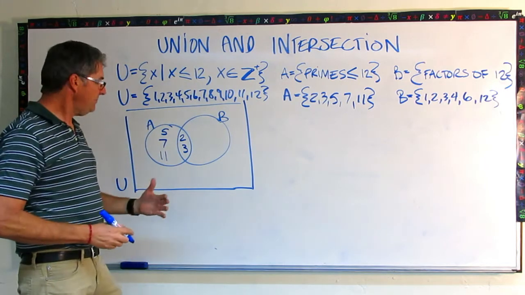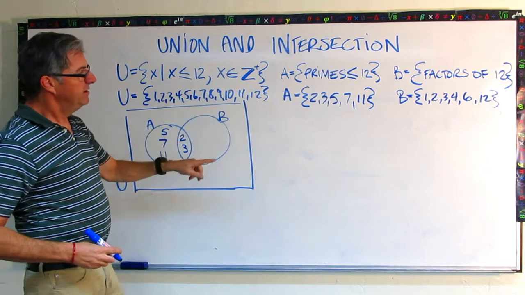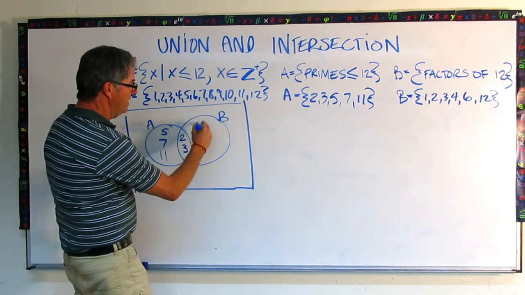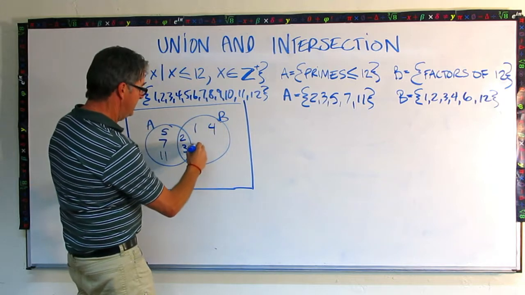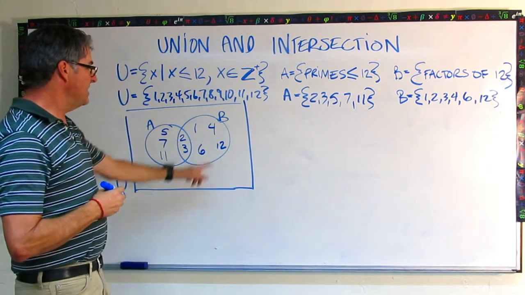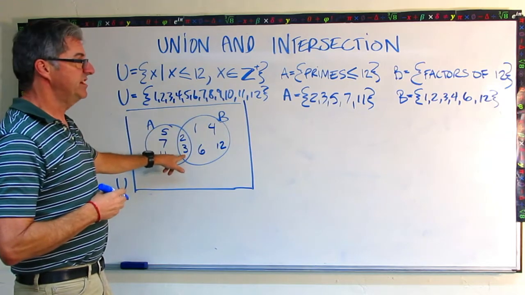Okay? Now let's do the same for B. The 2 and 3 are already taken care of, so that's going to leave the 1, the 4, the 6, and the 12. Those are the ones that are in B but not in the intersection.